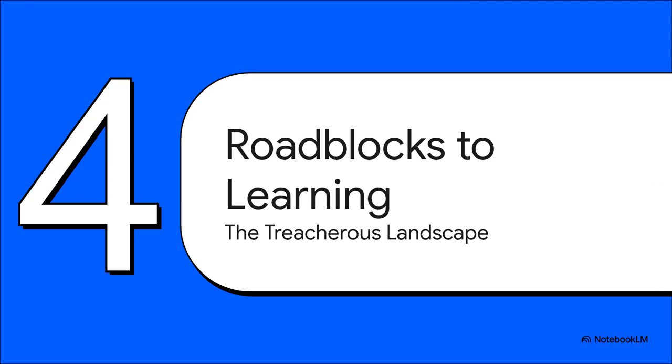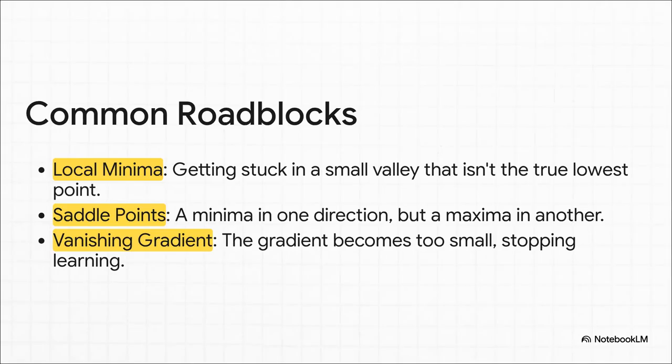Now, this all sounds pretty good in theory, doesn't it? But there's a huge catch. The error landscape for a real neural network isn't a nice, simple bowl. It's actually this incredibly complex, treacherous terrain that is full of traps that can stop our learning algorithm dead in its tracks. And here are the main villains our hiker has to deal with.